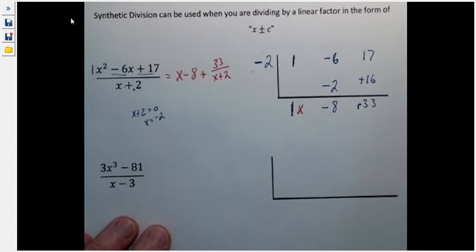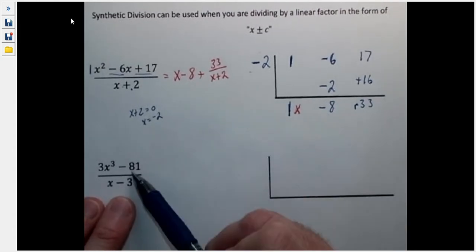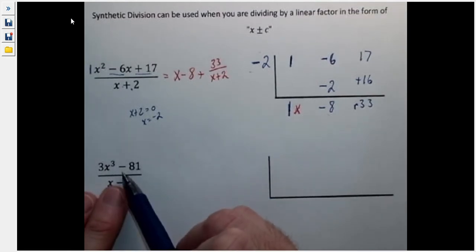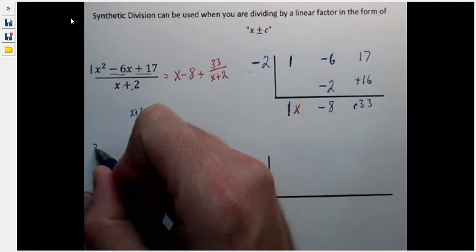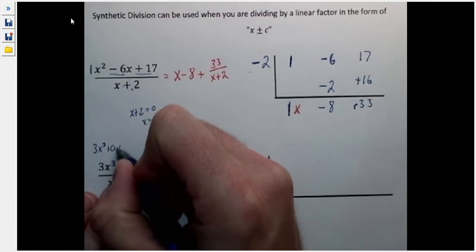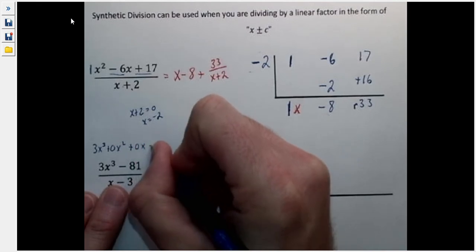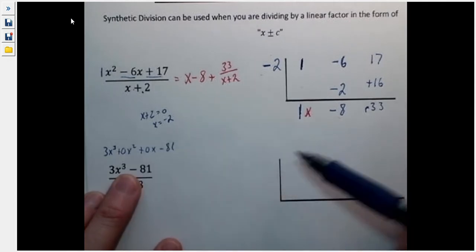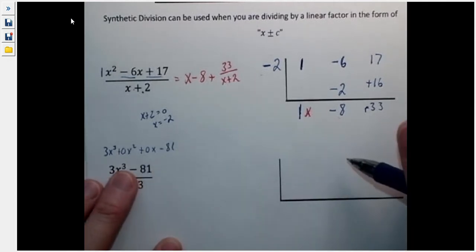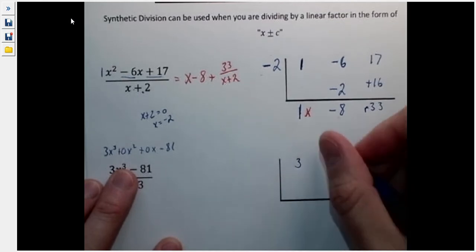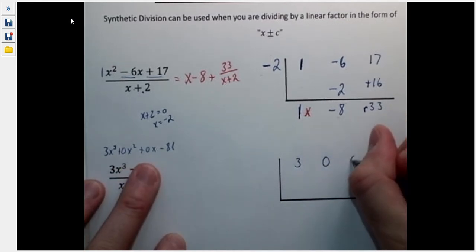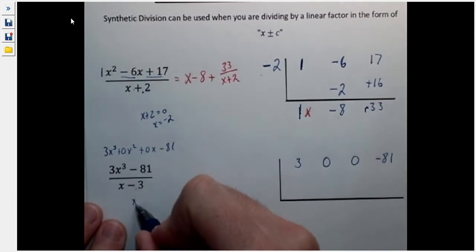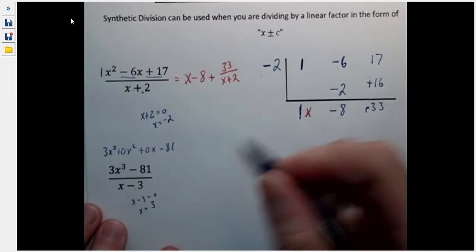All right, so let's try this one. We're going to do the exact same thing, but notice we're missing terms. We are actually missing the squared term and the x term. So when we go to fill out our synthetic division, just like in regular long division, we have to leave a space for these 0 terms. So we'd put 3, then 0, then 0, then -81. And again, x minus 3 equals 0, so x equals 3, so I put a 3 here.